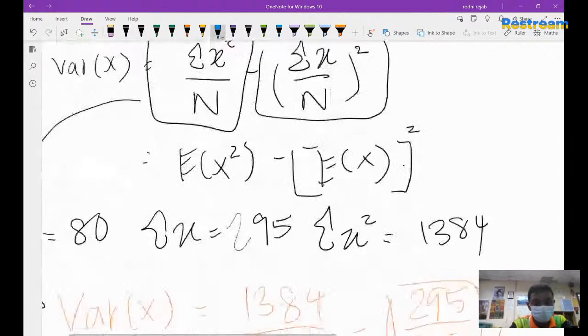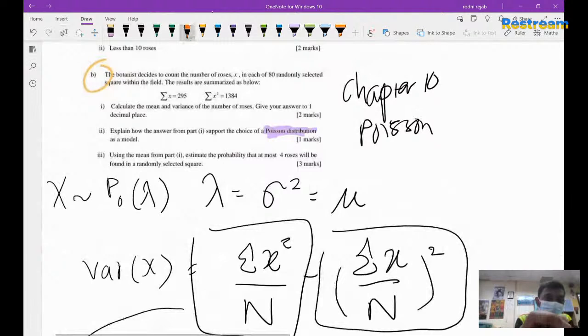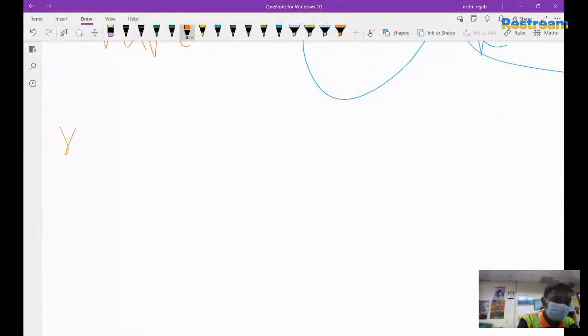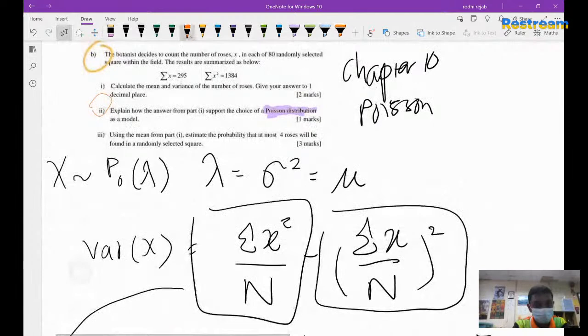And this is why we have already the answer for 2. It just explain how the answer from part 1 support the choice of a Poisson distribution as a model. We need to explain that the variance is equals to the mean, and is equals to our lambda for our Poisson distribution. So this will grant us 1 mark and 2 marks already.